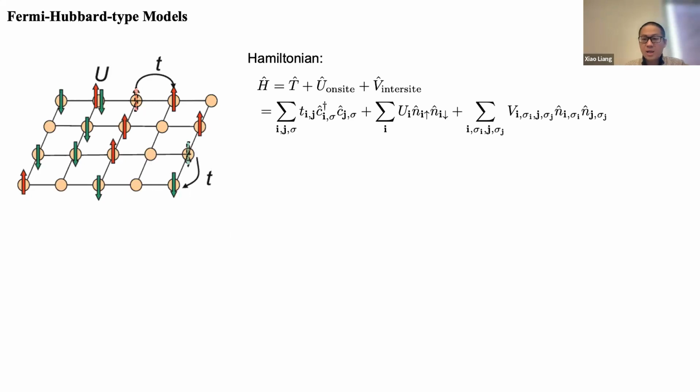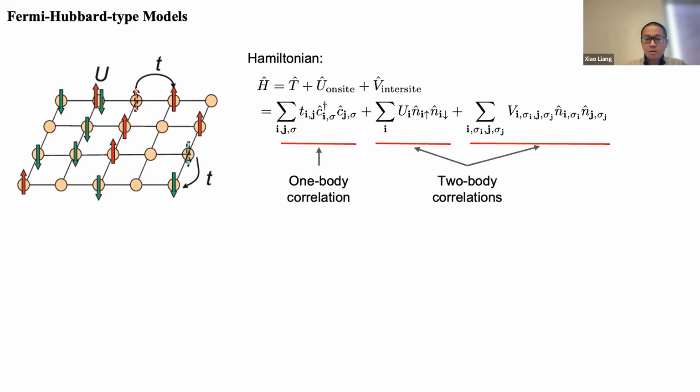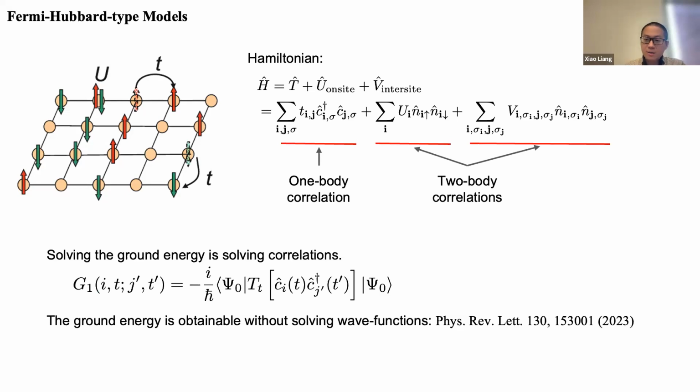The Fermi-Hubbard-type models contain hopping terms and interaction terms. When calculating the energy expectation of this Hamiltonian on the wave function, it is straightforward that hopping terms are one-body correlations and the interaction terms are two-body correlations. Therefore, solving the ground energy is equivalent to achieving these correlations. The correlation is naturally represented by the Green's function.